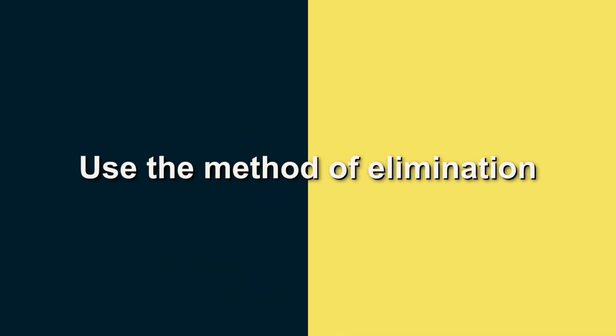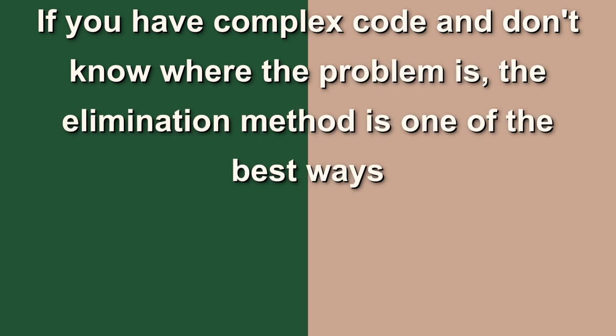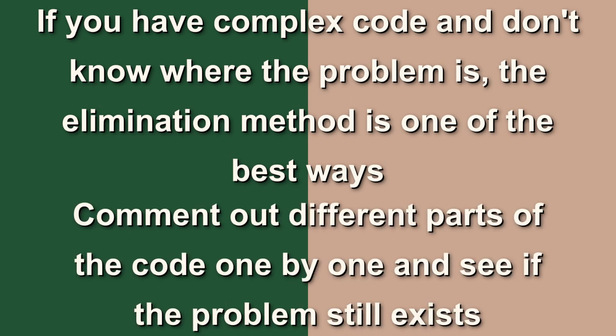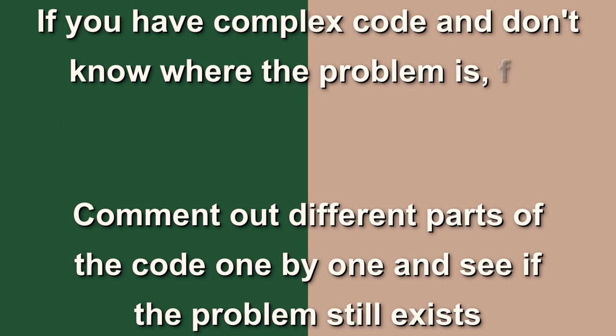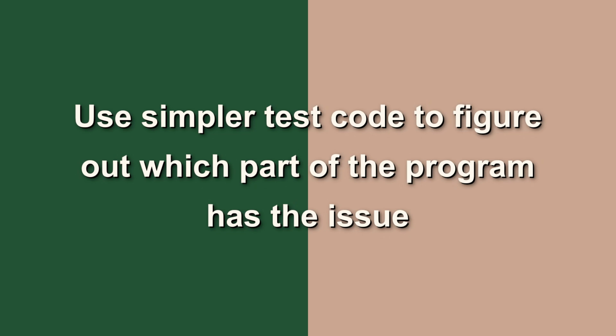Six, use the method of elimination. If you have complex code and don't know where the problem is, the elimination method is one of the best ways. Comment out different parts of the code one by one and see if the problem still exists. Use simpler test code to figure out which part of the program has the issue.